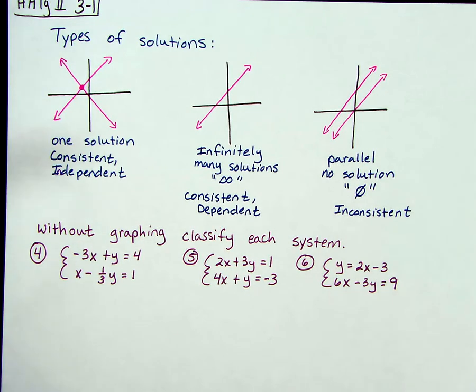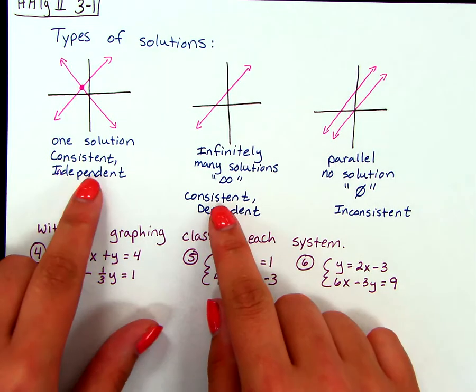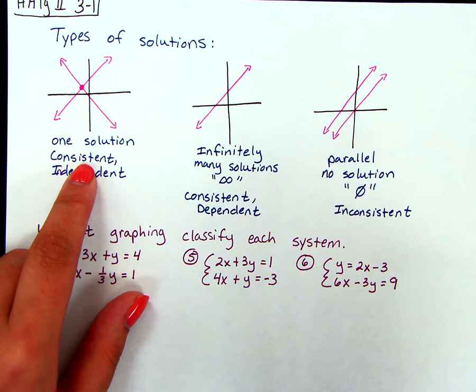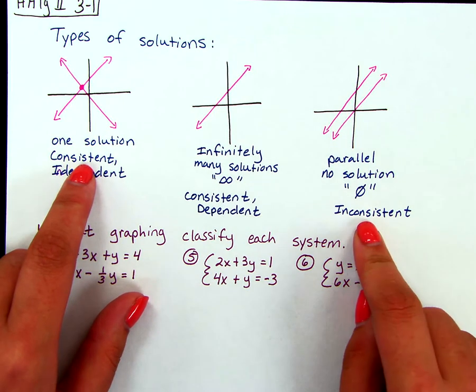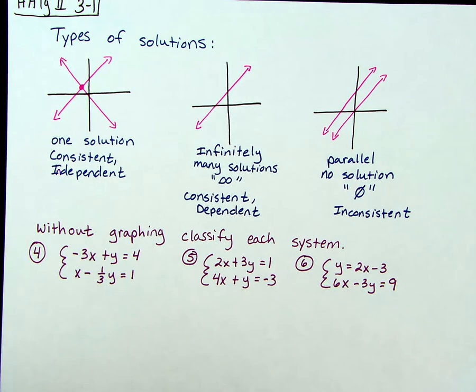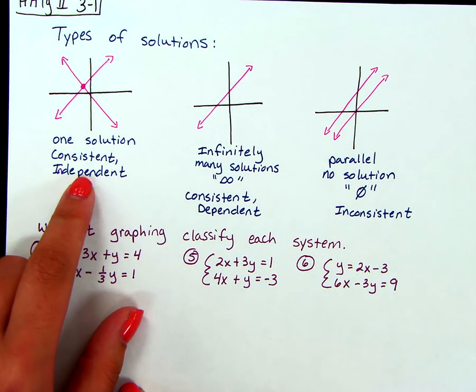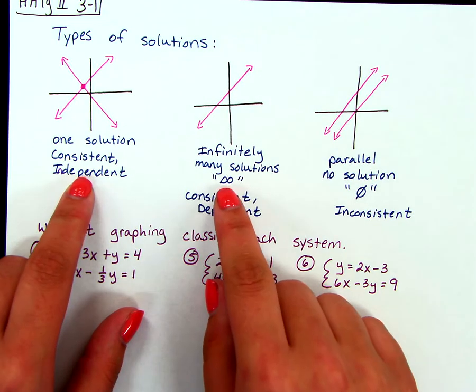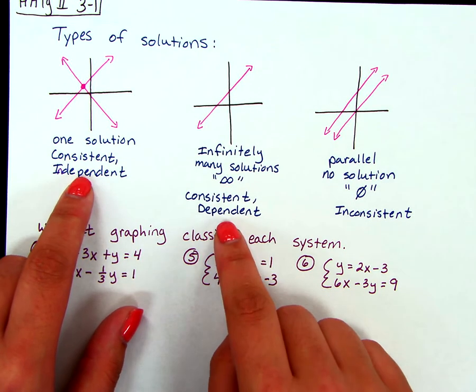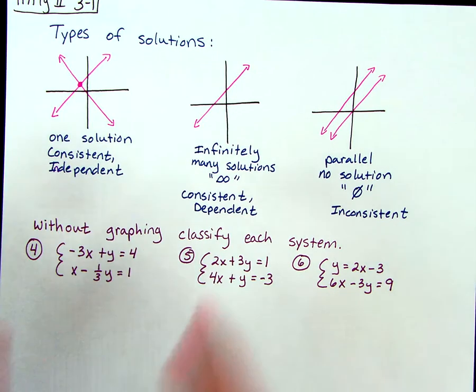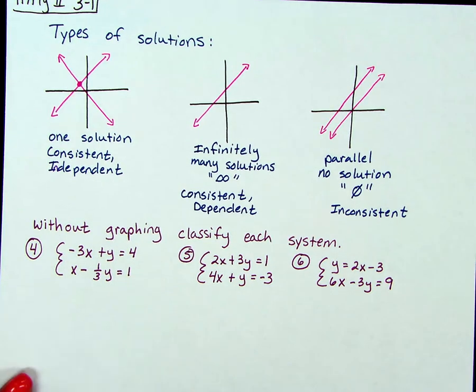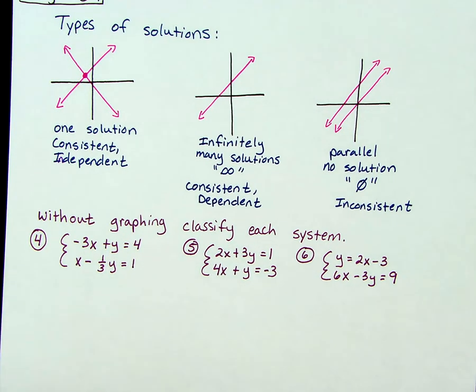So again, if there's an answer, it is consistent. If there isn't an answer, it is inconsistent. If we have one answer, it is independent. If we have infinitely many answers, it is dependent. So now we're just going to practice classifying our systems without actually having to graph them.